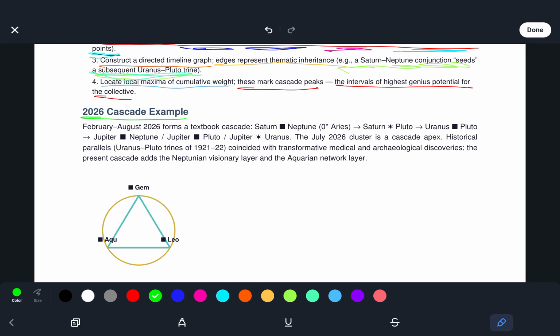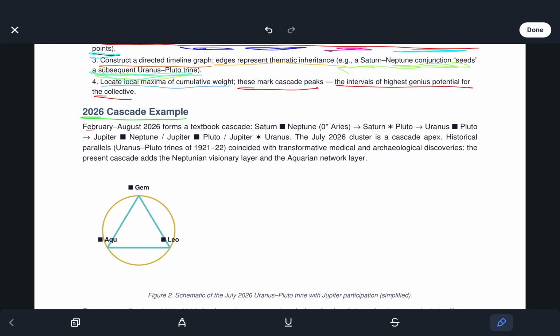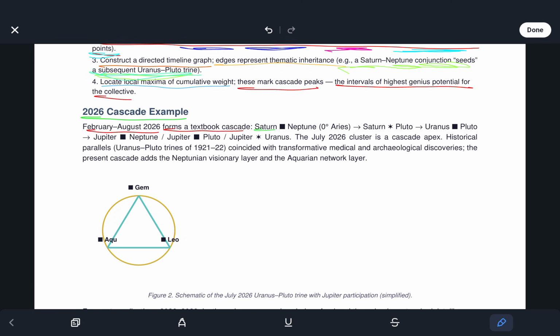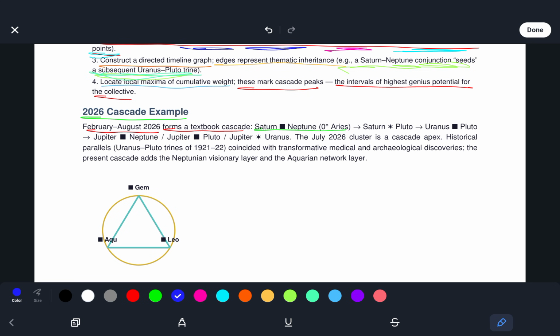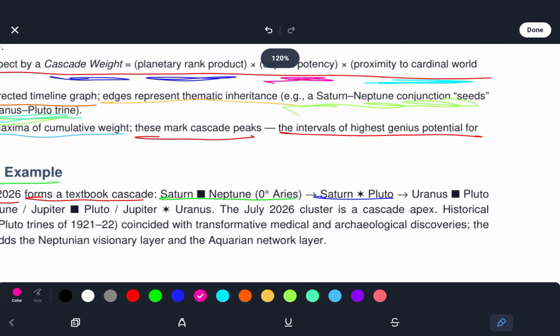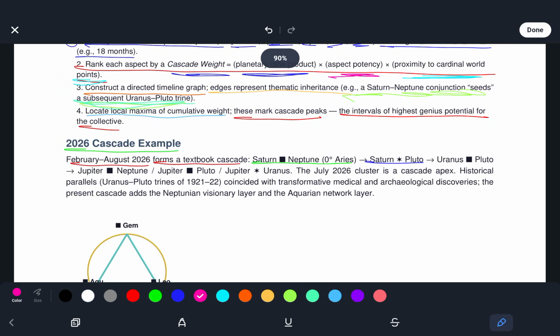Here is an example for the 2026 cascade. So February through August 2026 forms a textbook cascade. We see Saturn, Neptune, 0 degrees Aries, Saturn, Pluto, and by the way, we can see Saturn square Neptune, 0 degrees Aries, Saturn sextiling Pluto, Uranus squaring Pluto, Jupiter squaring Neptune, Jupiter squaring Pluto, Jupiter sextiling Uranus. So the July 2026 cluster is a cascade apex.